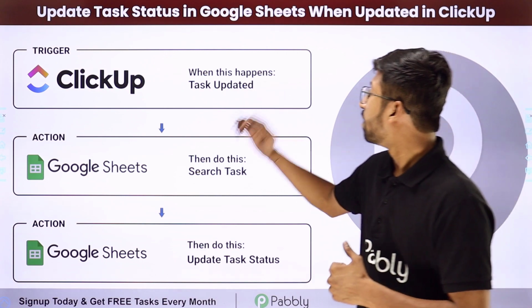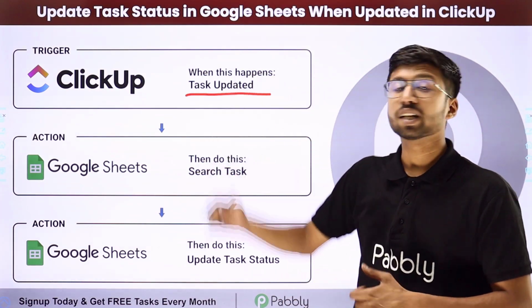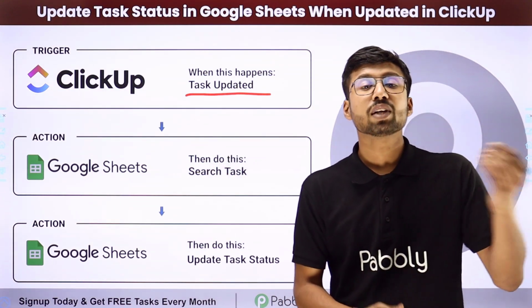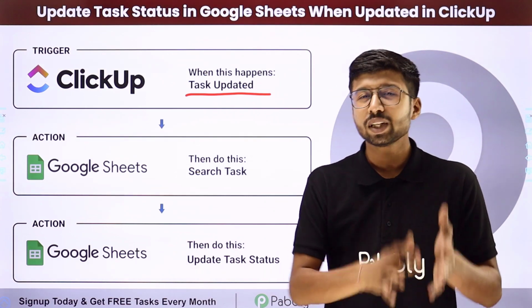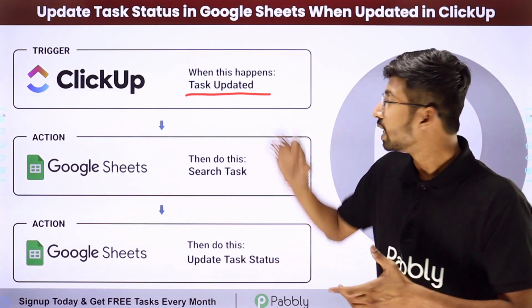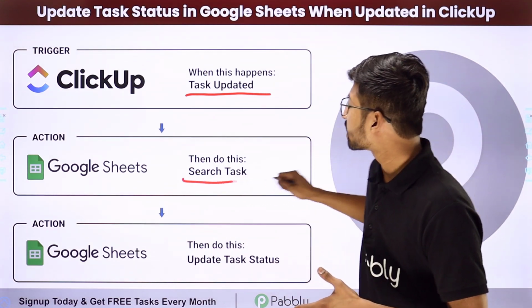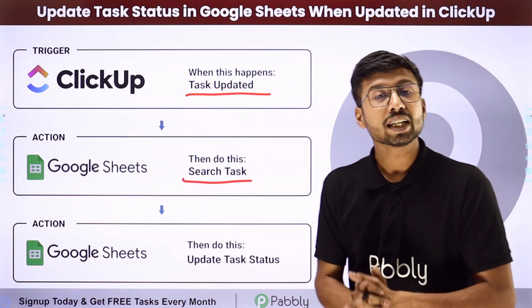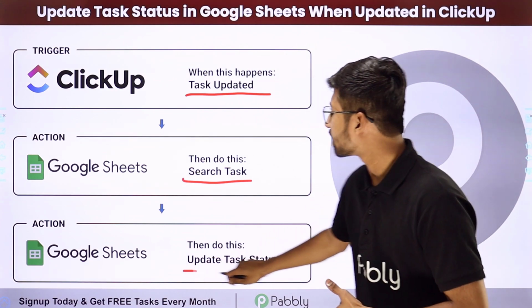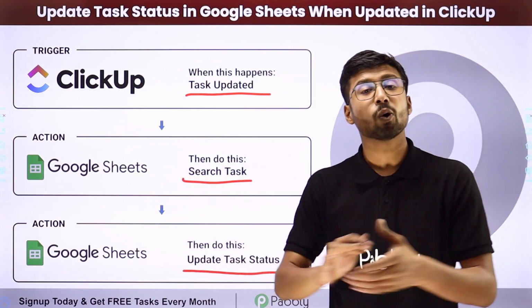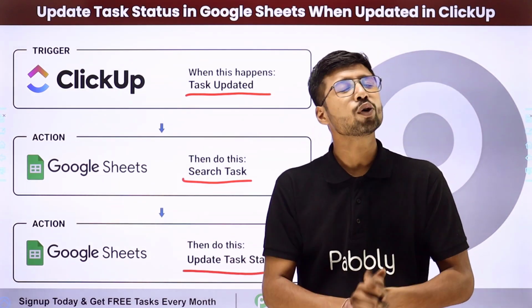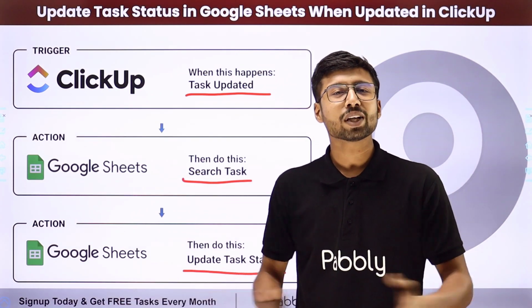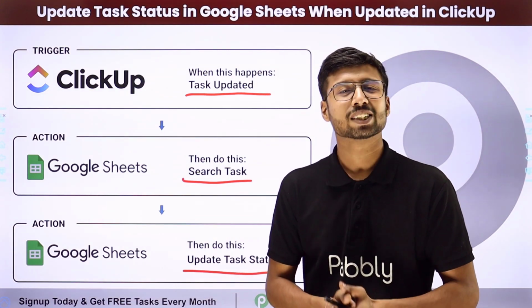So in this automation, whenever a task is updated in our ClickUp account, automatically we will get the details of that updated task with the updated status of that task. Then we will search for that task in the next step in our Google Sheet where we have added all the ClickUp task details. And at last, we will update the task status in our Google Sheet as well, that too automatically. Now, if you want to know how you can set up this automation, you just have to come with me to my screen.